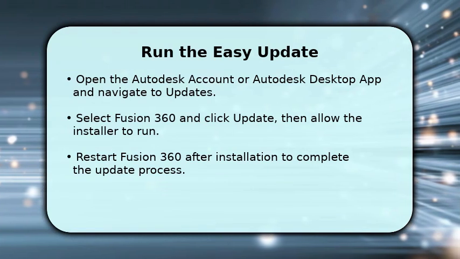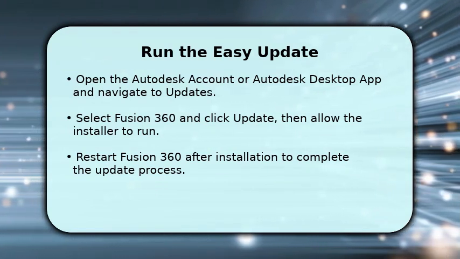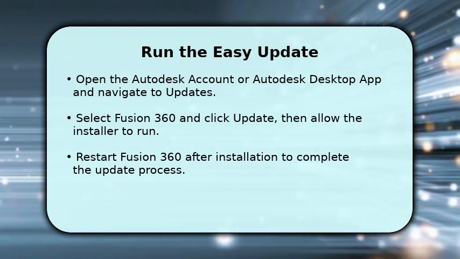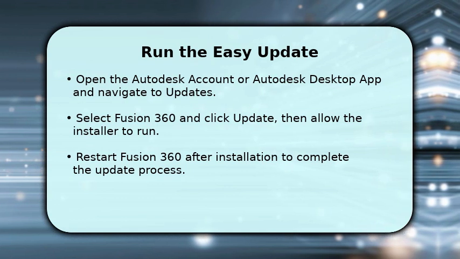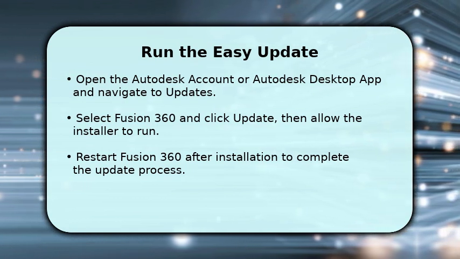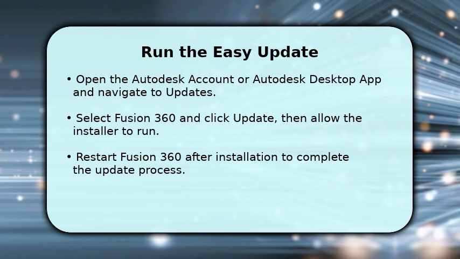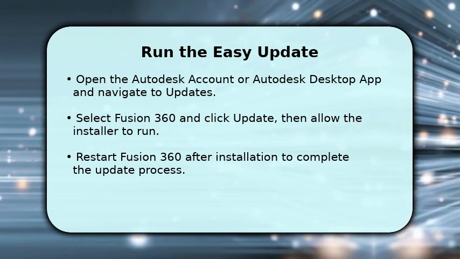Open the Autodesk desktop app or sign into the Autodesk account to access updates. Locate Fusion 360 in the list and click Update to download the installer. Allow the installer to run and do not interrupt the download or installation steps.